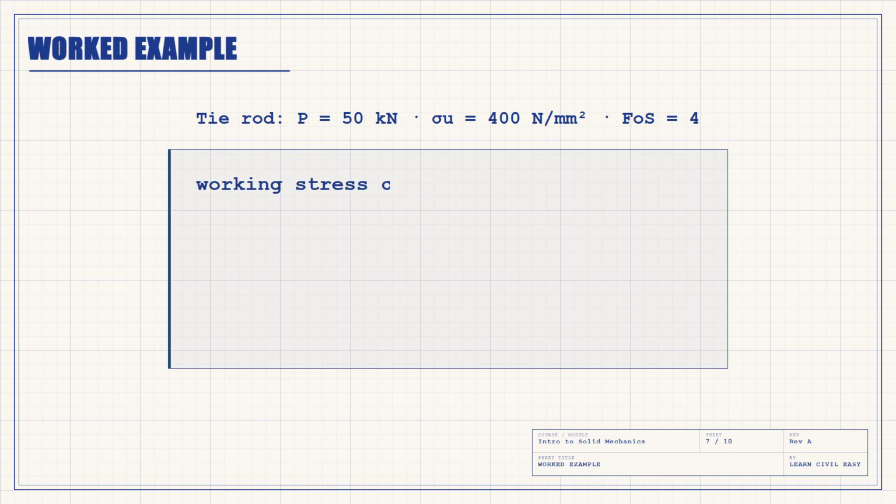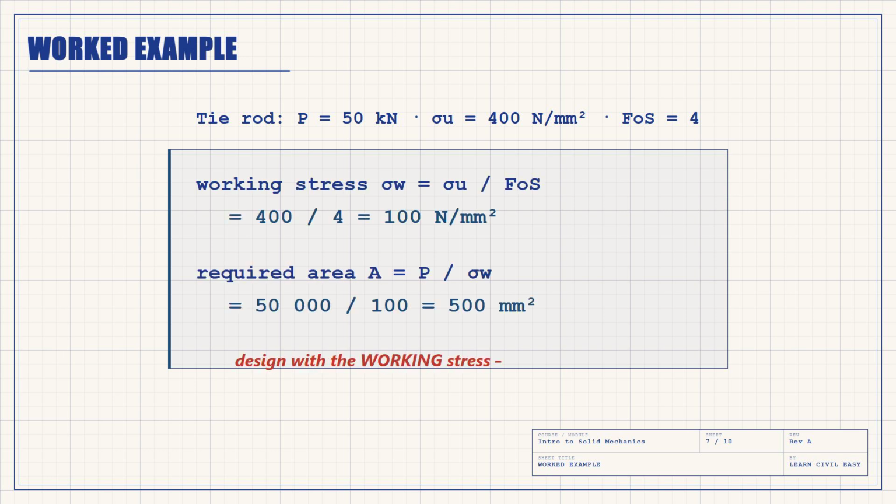Let's design something. A tie rod must carry 50 kilonewtons. The material's ultimate stress is 400 Newton per square millimeter, and we will use a factor of safety of 4. First, the working stress. 400 divided by 4 is 100 Newton per square millimeter. Then the required area, load over working stress, 50,000 over 100 is 500 square millimeters. Notice we designed using the working stress, never the ultimate. That is the whole point.